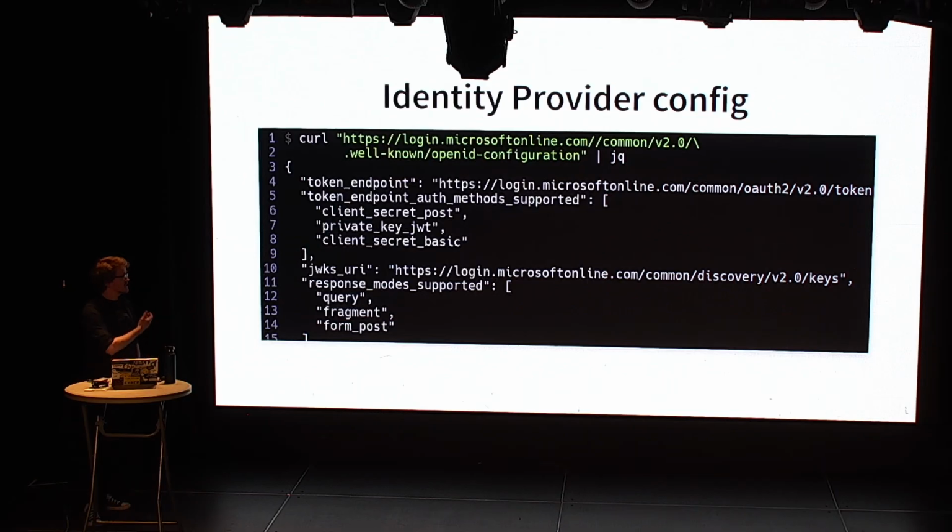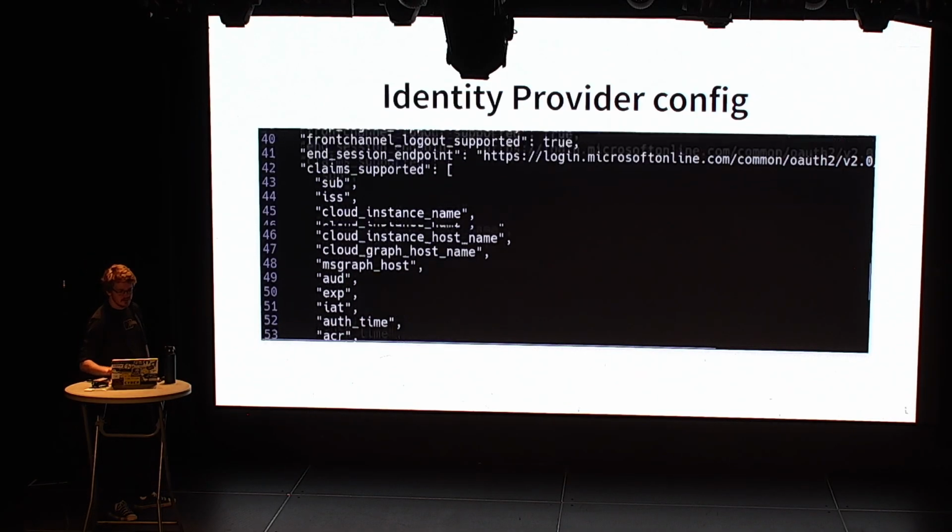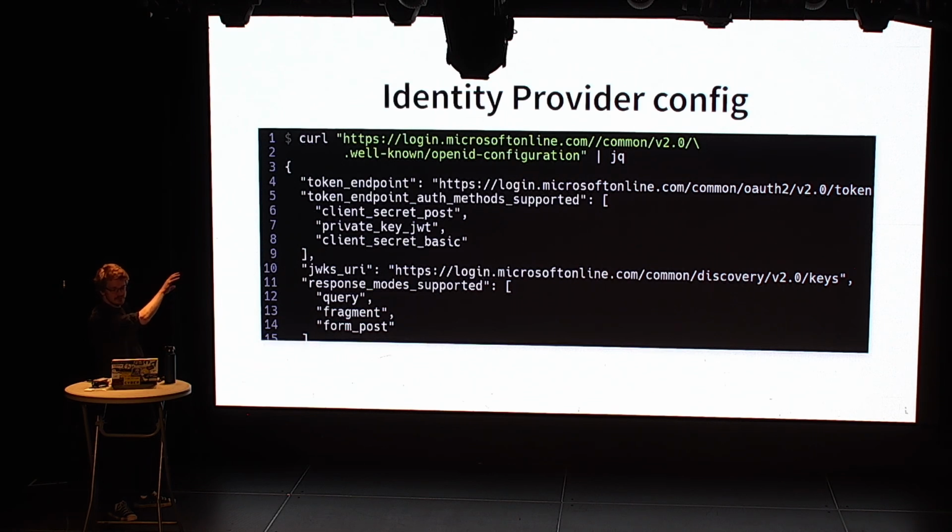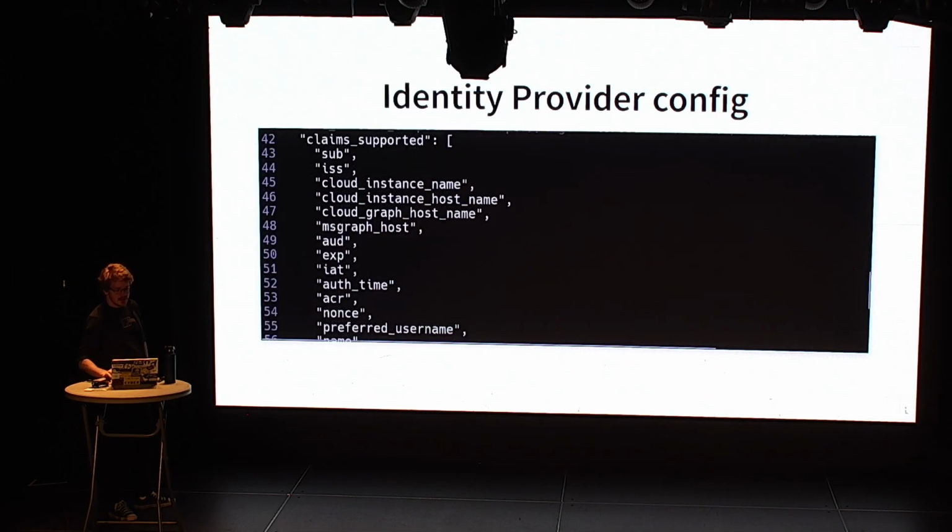And to figure out how these providers are configured, we have this endpoint, .well-known OpenID configuration, which lists a bunch of the setup for OpenID Connect. So this is the one from Microsoft Online. And you see that they support a bunch of different claims. Most of these are connected to their Azure stuff, I think, but they still have a bunch of different claims you can authenticate and verify they actually work.